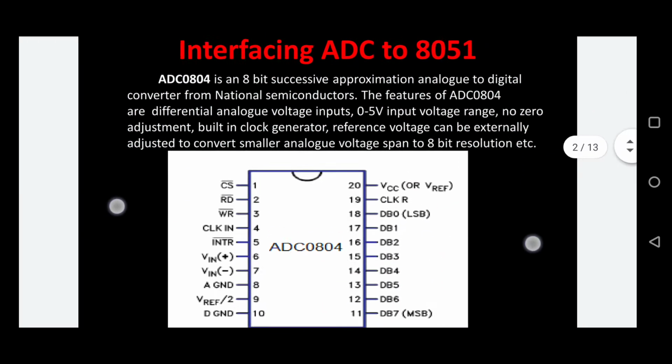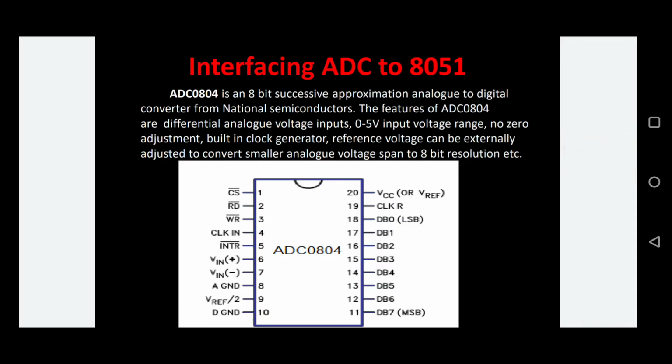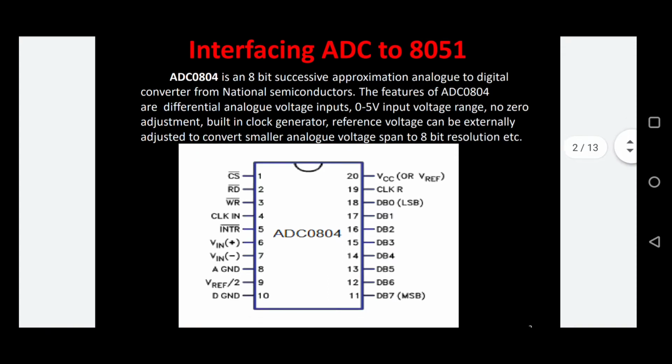First we will discuss what is meant by ADC. ADC is nothing but an analog to digital converter. It will convert the analog value into a digital value. The analog value must be in the form of voltage or current, and the digital values are called zeros and ones, that is, binary values. So here we are going to use the ADC converter, which is called an 8-bit successive approximation analog to digital converter.